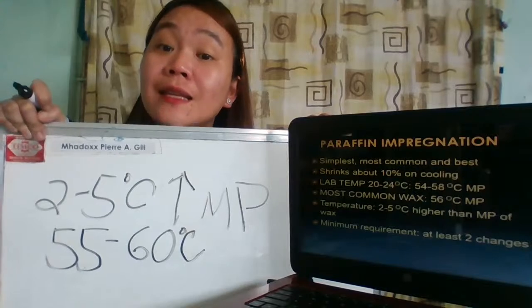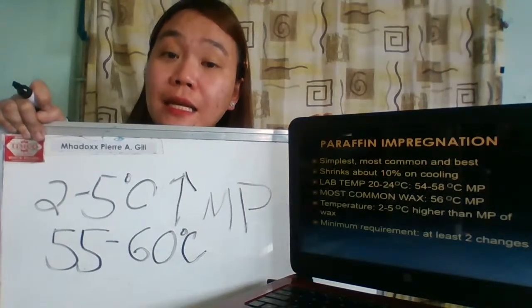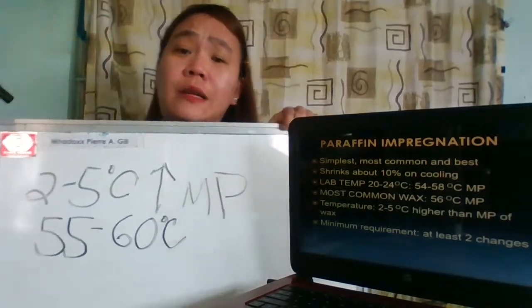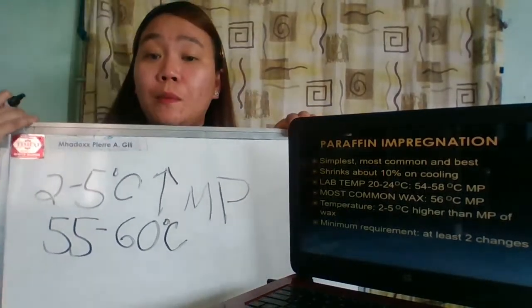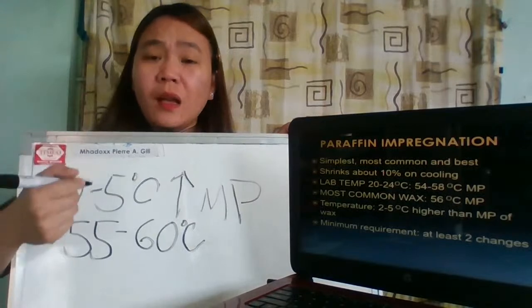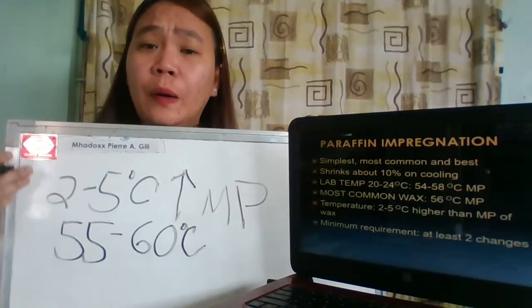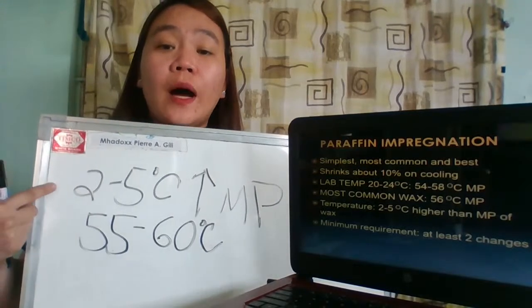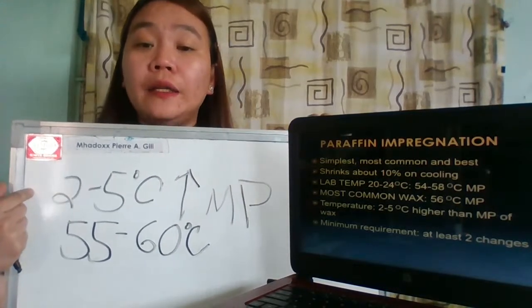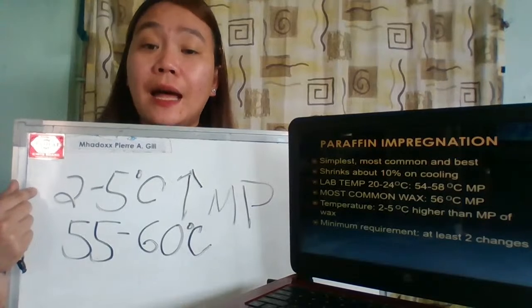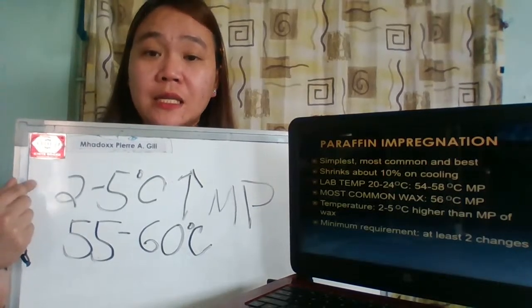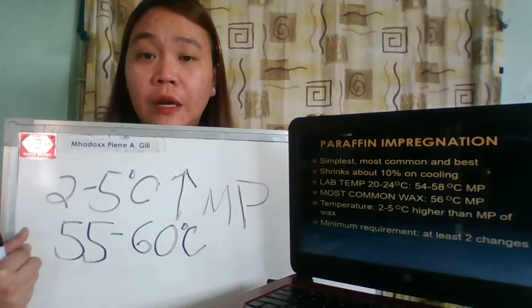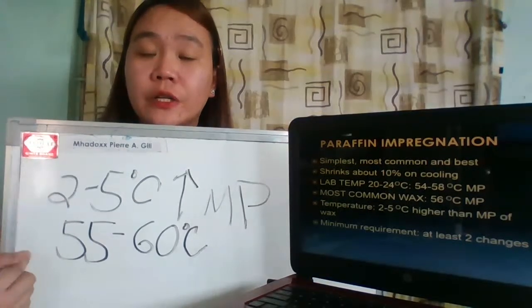Okay, the oven is set at 60 degrees Celsius, because that's the maximum actually. That's the maximum temperature. So if, for example, 2 to 5 degrees Celsius higher than the melting point of the wax is not among the choices, then you look for 55 to 60 degrees Celsius. Okay, this is also a correct answer.